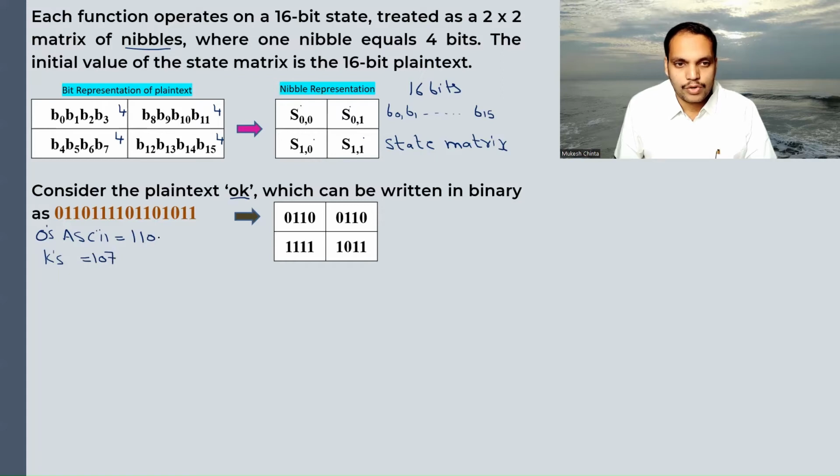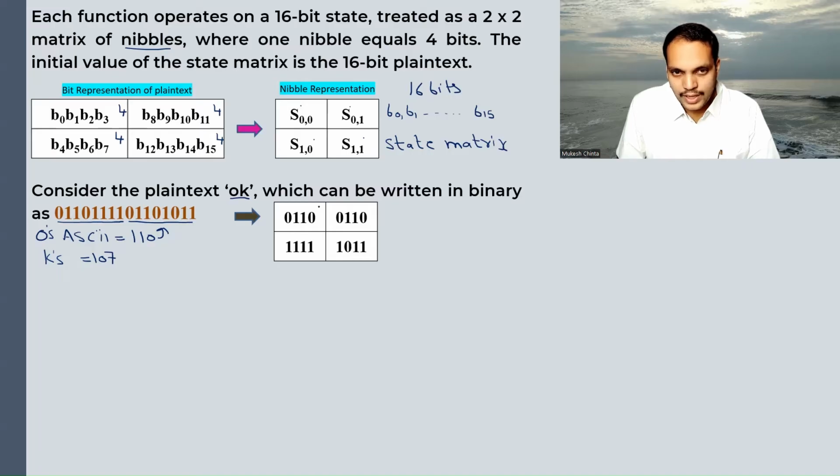If you put them into binary, you get this, isn't it? And this is the binary value. Now, these are 16 bits, isn't it? So these 16 bits are now arranged in the form of a state matrix. So 0, 1, 1, 0, and the next four ones.